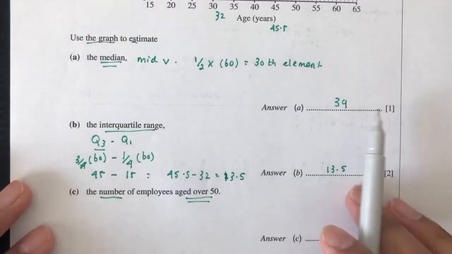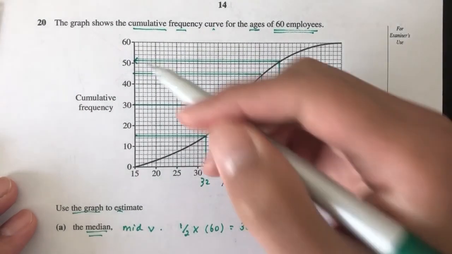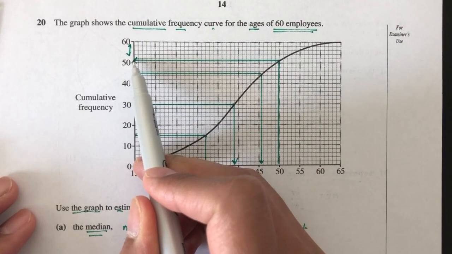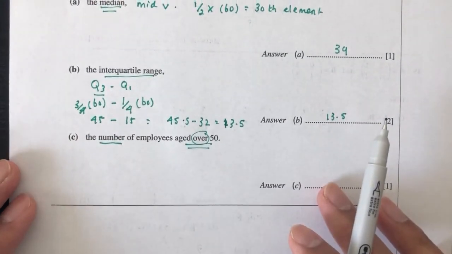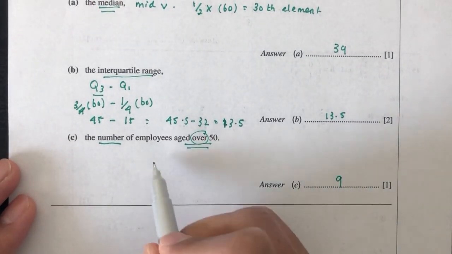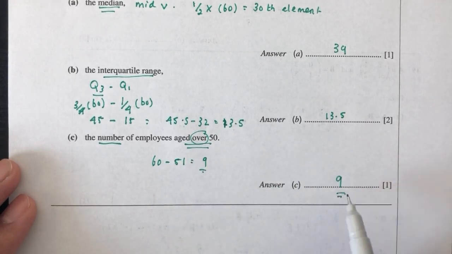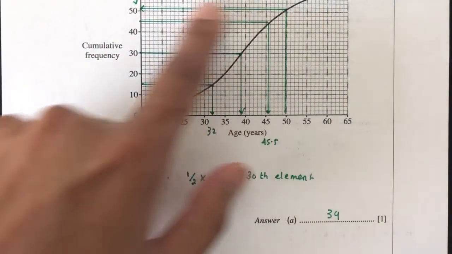So the question is to find over, that is important. So you have to find this distance here. So what is the value here? It is 51. So 60 minus 51 will be 9 people. So your answer for part C will be 9 people. 60 minus 51 will be 9, 9 people over the age of 50.